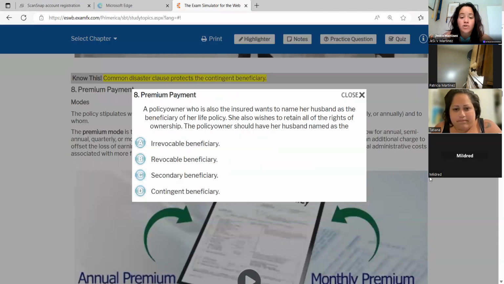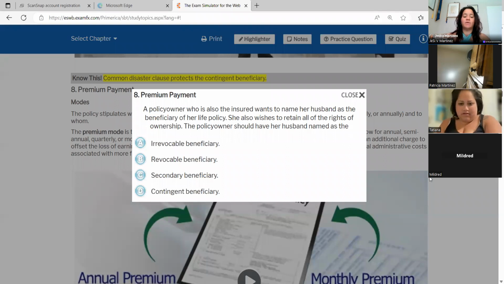A policy owner who is also the insured wants to name her husband as the beneficiary of her policy. She also wishes to retain all of the rights of ownership. The policy owner should have her husband named as the irrevocable beneficiary, revocable beneficiary, secondary beneficiary, or contingent beneficiary. She wishes to never change it, right? She also wishes to retain all the rights of ownership. So retaining the rights of ownership means you can change everything. So B, revocable, yes.